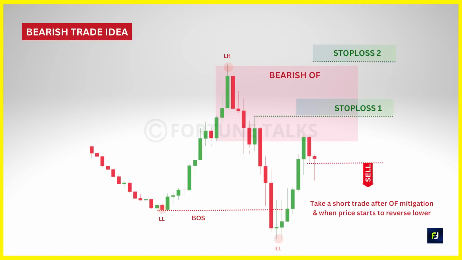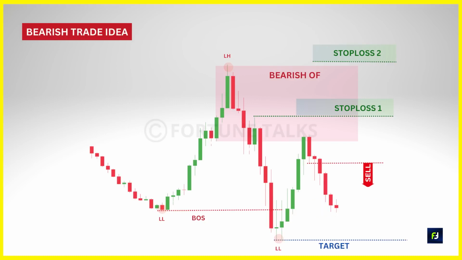In that case, we can look to take a short trade below the order flow after it has been mitigated, while keeping our stop loss above the order flow zone. And our minimum target level should be the most recent swing low level or the lower low level.